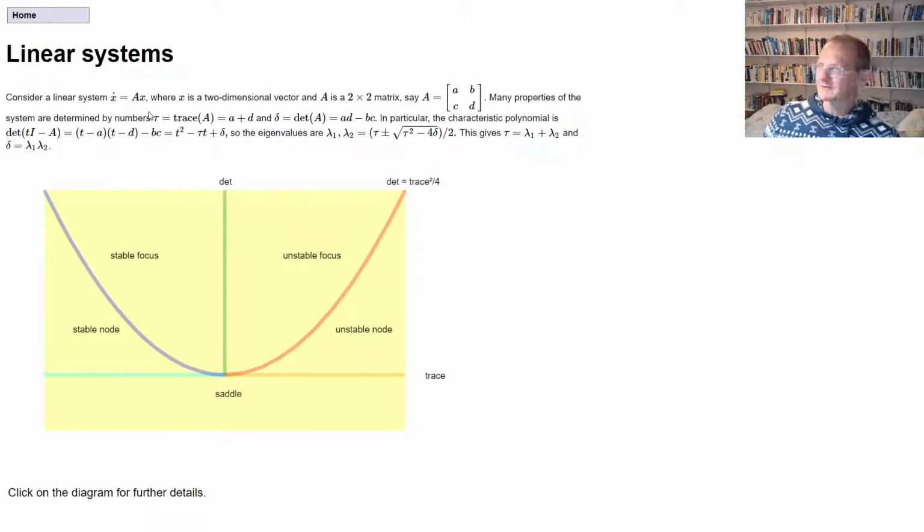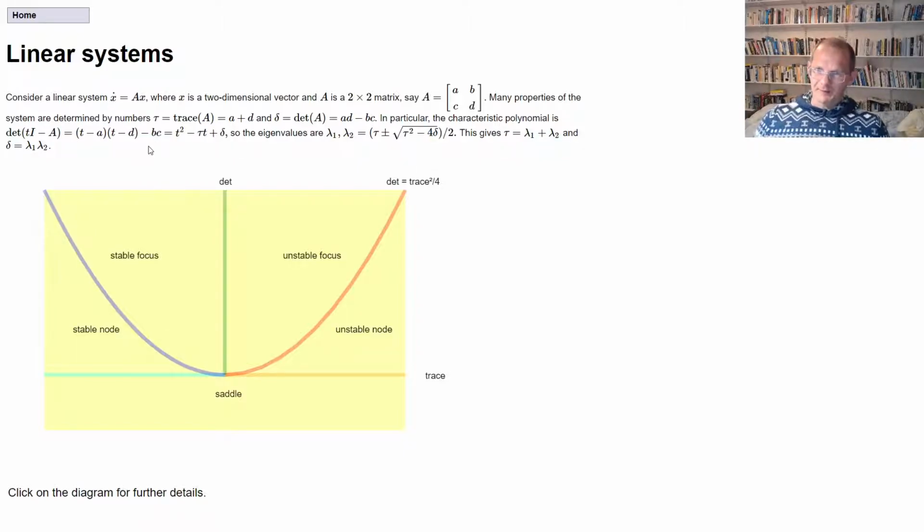So Tor is the trace of A, which is the sum of the diagonal entries, so that's A plus D. And delta is the determinant of A, which is AD minus BC. And these two numbers control the characteristic polynomial. Remember, the characteristic polynomial is defined to be the determinant of t times the identity minus A, and that ends up being t minus a times t minus d minus bc.